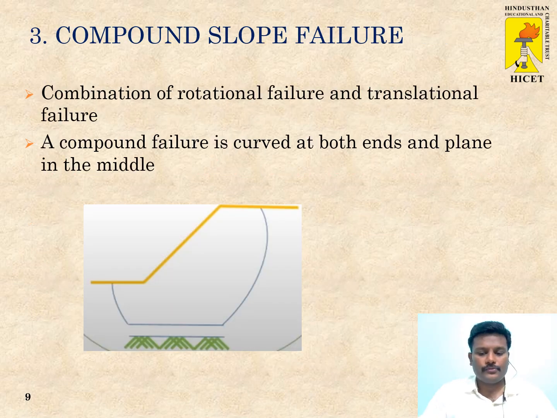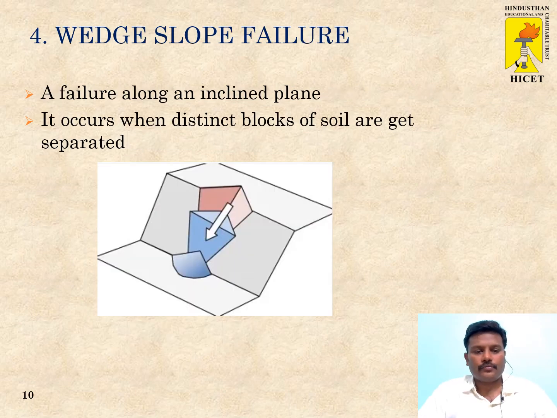Third one, compound slope failure. The combination of rotational failure and translation failure occurs in the slope. We call it compound slope failure. It is curved at both the ends and plane in the middle. And fourth one is wedge slope failure, a failure along the inclined plane. It occurs when distinct blocks of soil get separated from the slope surface. We call it wedge slope failure.